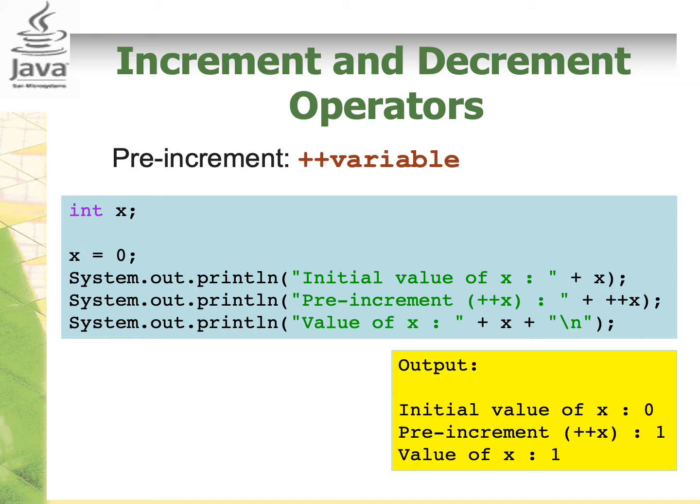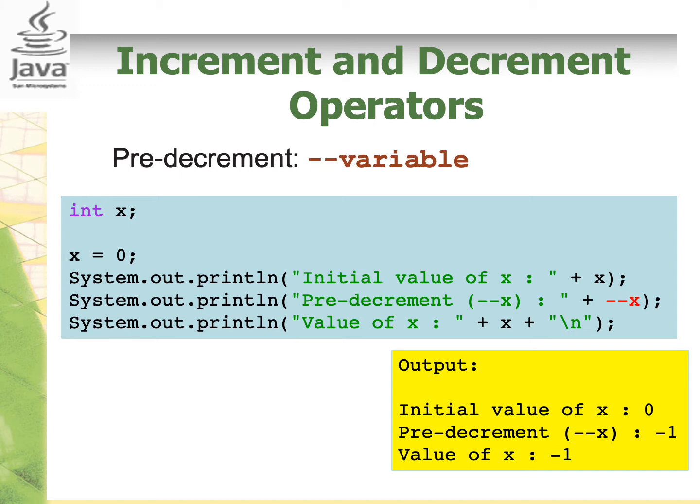The first print line will display initial value of x 0 because we initialized x to 0. When we do pre-increment, that means we add 1 to the original value of 0 before we display it on the screen. So that's why when we have pre-increment ++x, it will display 1, not 0. As x has been reassigned the new number, when we print out the last print line statement, it will display value of x is 1.